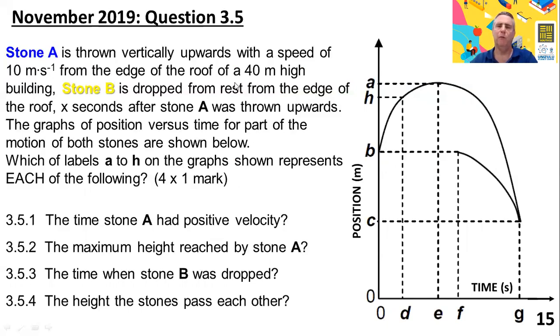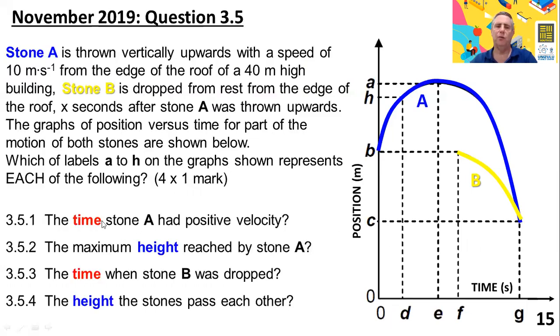But you've got a graph which describes the motion of stone A. Now, of course, that's going to be the first graph there that I've colored in blue, which goes up and comes down again. Stone B, which I've colored in yellow, is simply dropped from rest, so it just goes down. Now, you're asked various questions and you're asked to identify points on the graph. Now, please notice you're asked about 2 times and 2 heights.